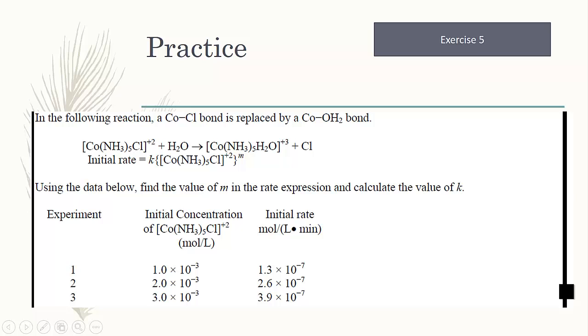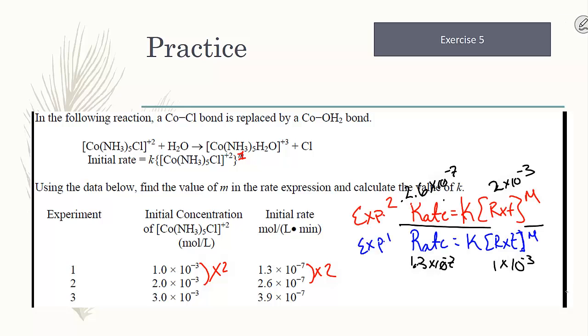Exercise 5 has us find the order of the reaction with respect to this complex ion here. Now, since we only have one reactant, we don't have to worry about the consistency of one versus the other. So you can do either table logic or algebra to determine the order with respect to the complex ion. Table logic wise, in experiment 1 and 2, we see simply that the concentration doubled and the rate therefore doubled, so it must be first order.